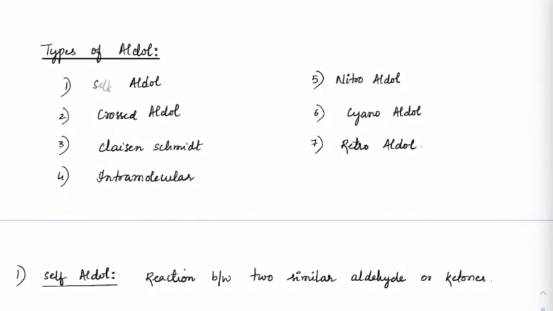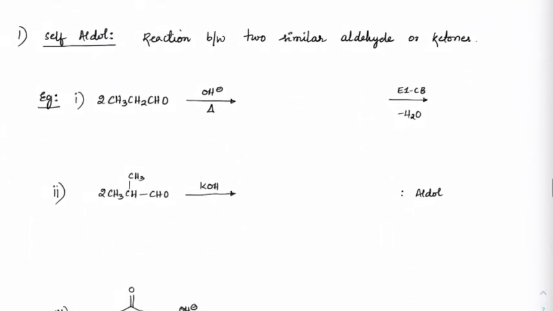Next, what are the types of aldols we will be learning? We have self aldol, crossed aldol, Claisen-Schmidt aldol formation, intramolecular, nitro, cyano and retro aldol. These are the types of aldols we will come across. Let's see one by one, first starting with self aldol.